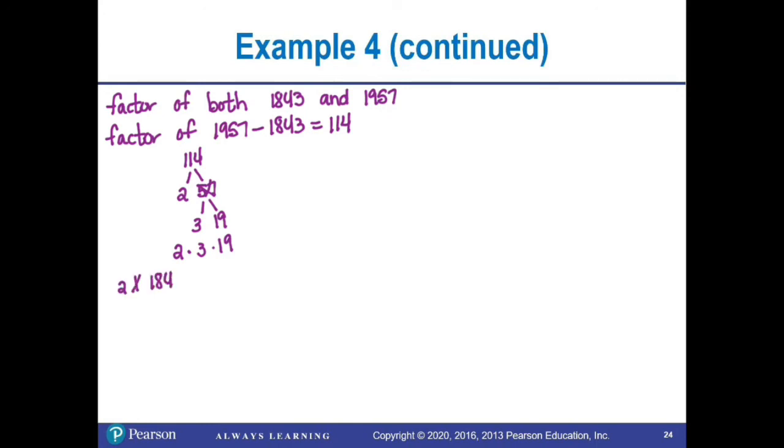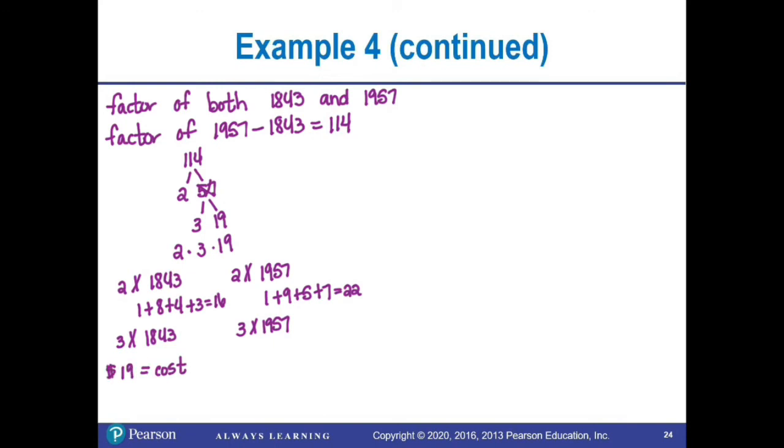Well, 2 does not divide either of our numbers because our numbers are not even. That tells me that the price of the bears cannot be $2. Well, if I add the digits, 1 plus 8 plus 4 plus 3 is 16. 3 does not divide the sum of the digits, so 3 does not divide 1843. The same thing happens for 1957. The sum of the digits is 22. 3 does not divide 22, so 3 doesn't divide that number. The only factor that's left is 19. This tells me that 19 has to be the cost of the bear.